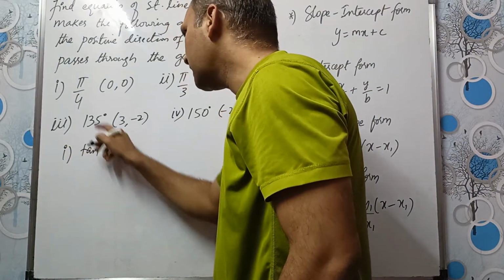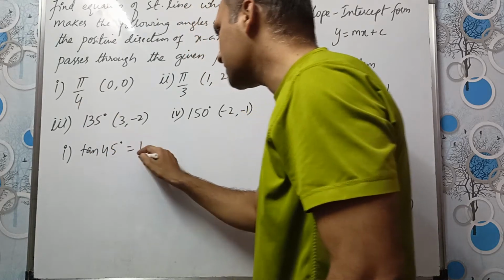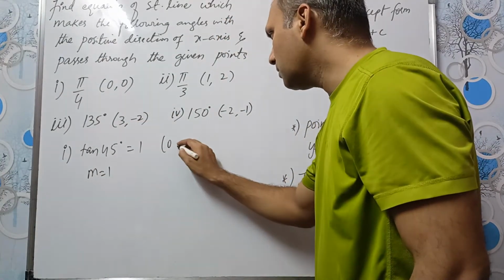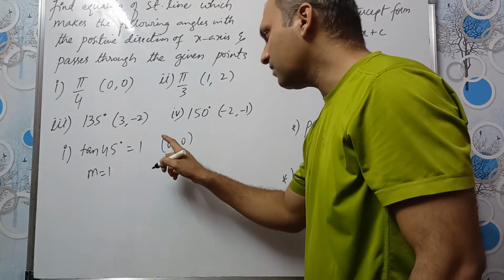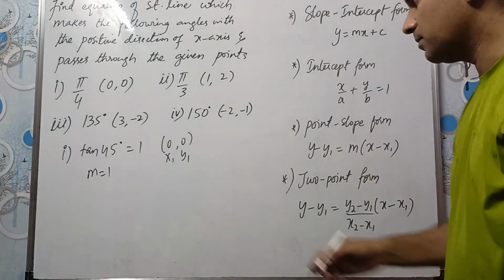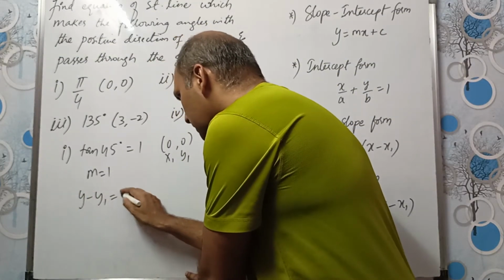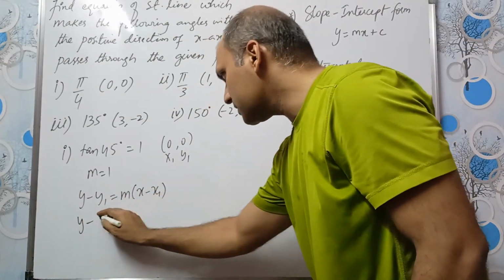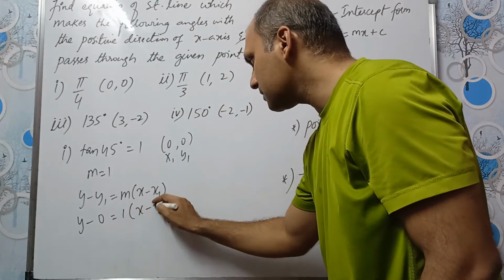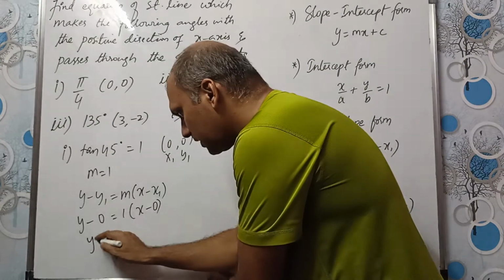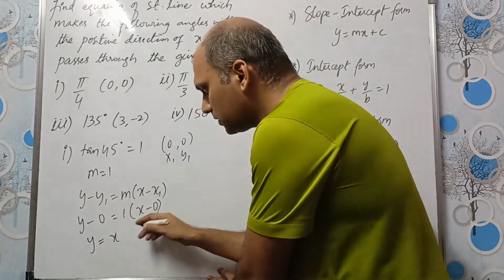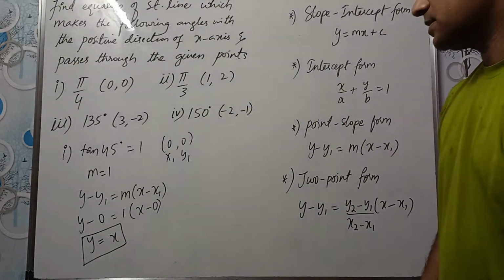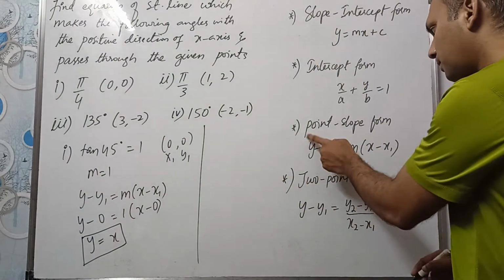Tan pi by 4, that is tan 45, is equal to 1, which means the slope is 1. Now 0, 0 is x1, y1. We have a point and we have the slope, so we can use point slope form. It is y minus y1 is equal to m into x minus x1. So y minus 0 is equal to 1 into x minus 0. y minus 0 is y, and 1 into x minus 0 is x. So we got y is equal to x. This is the equation. We used point slope form.